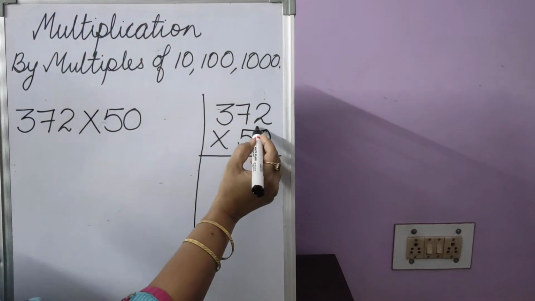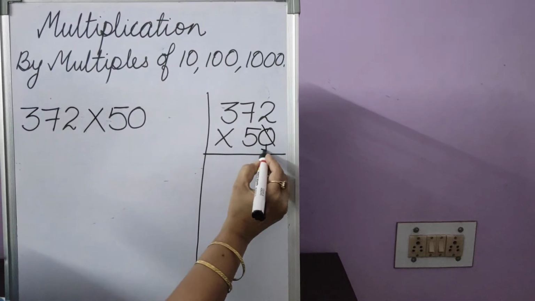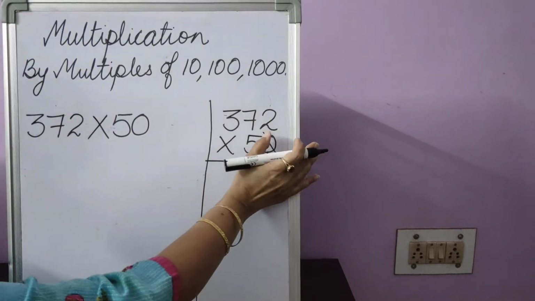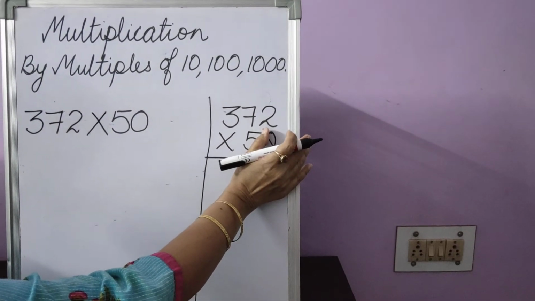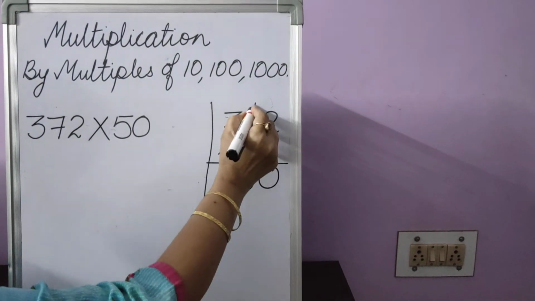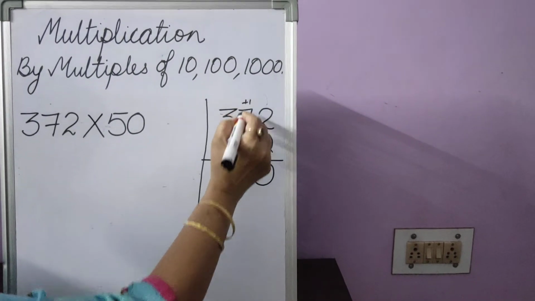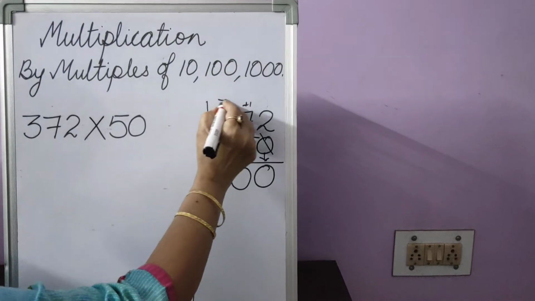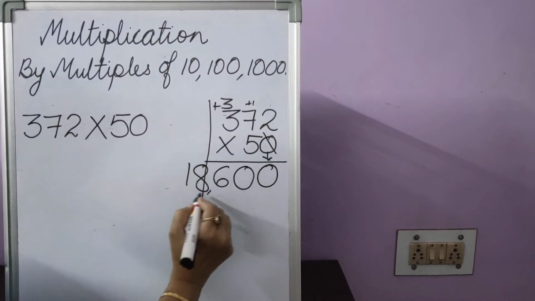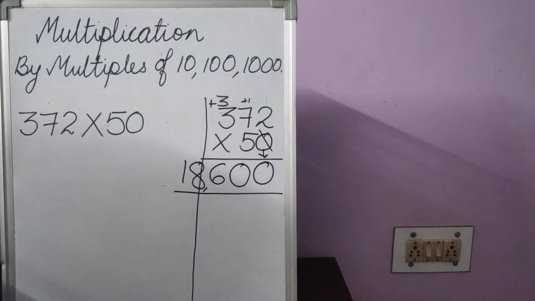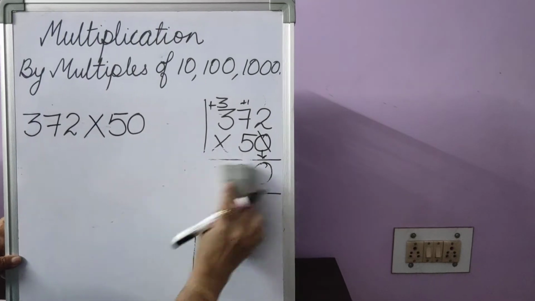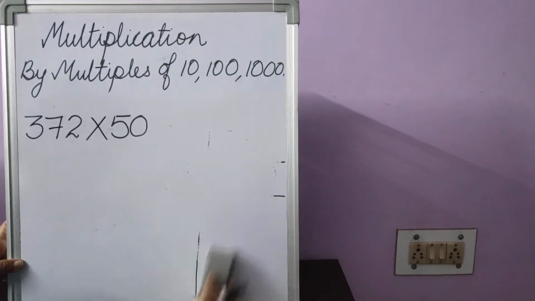Now this 0 that is there, just copy it down. Zero's work is over. Now it is a simple multiplication. 372 multiplied by 5. 5 2s are 10, 0 carry 1. 5 7s are 35 plus 1, 36, 6 carry 3. 5 3s are 15 plus 3, 18. So this becomes 18,600. So it's easy.